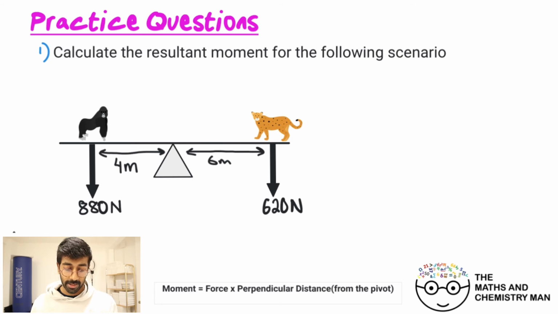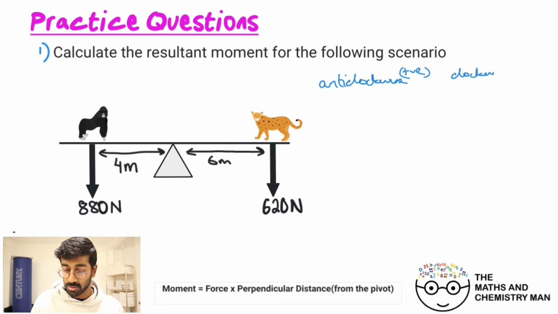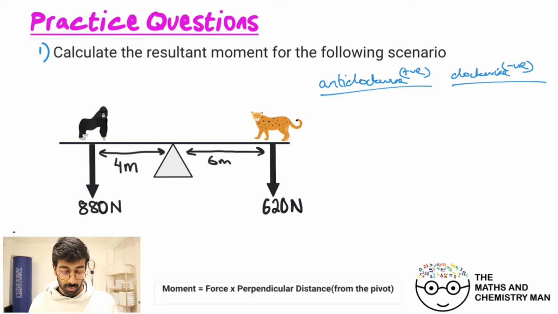Okay, welcome back. So this time, let's have a look at which way the seesaw is going to tip. Now hopefully you've set up two things. You've got anti-clockwise, which is positive, and you've also got clockwise, which is negative. And hopefully you've all spotted that the gorilla is creating an anti-clockwise moment. And I think this is a leopard, so we'll say the leopard is creating a clockwise moment.